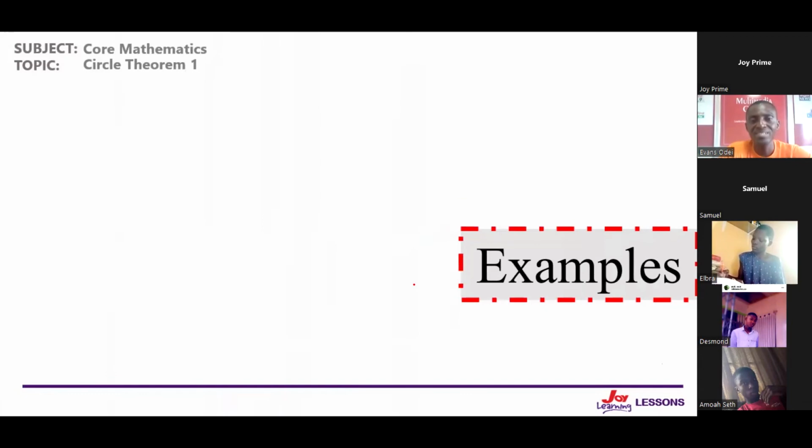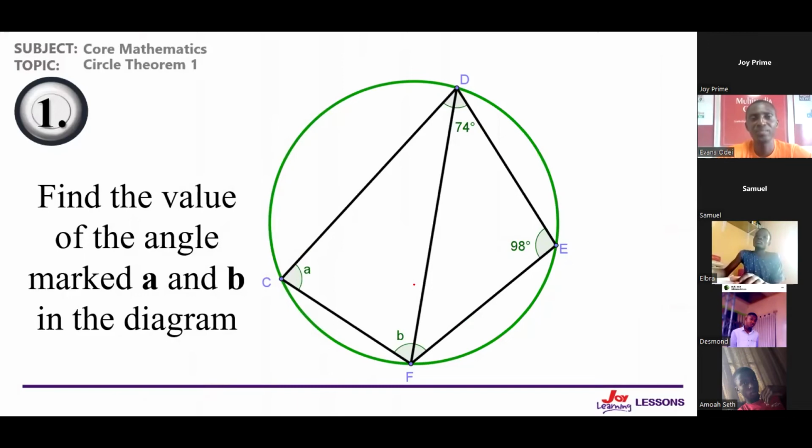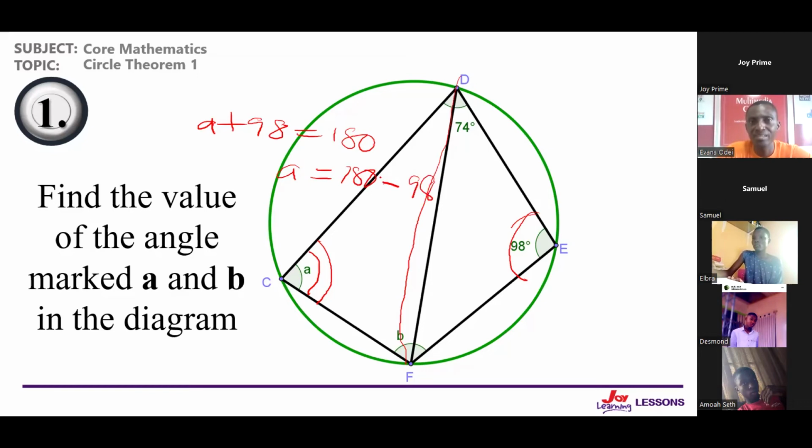Good. So let's see one example or two from here. How will you find the angle marked A? You can see that D and F points are connected to a line, and the line is a chord, right? So we have this and we have that. They are on opposite sides of the segment, and so they must be complementary. Sorry, supplementary. They must add up to 180. So we'll say that A plus 98 should give us 180. So A is equal to 180 minus 98. Good. So that should be our answer, right? If you subtract, then you get your answer.